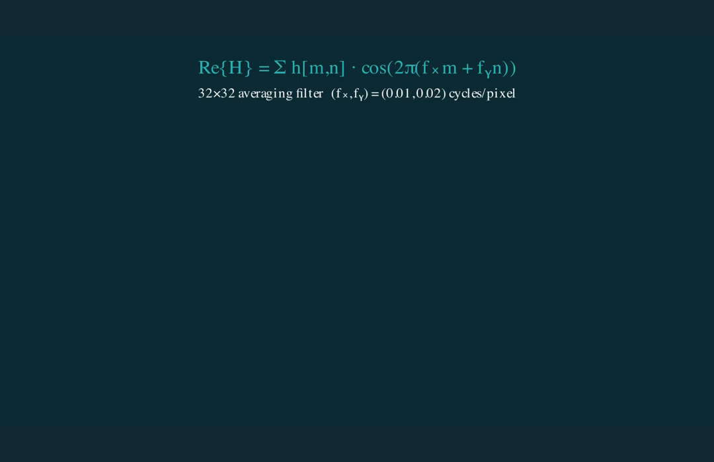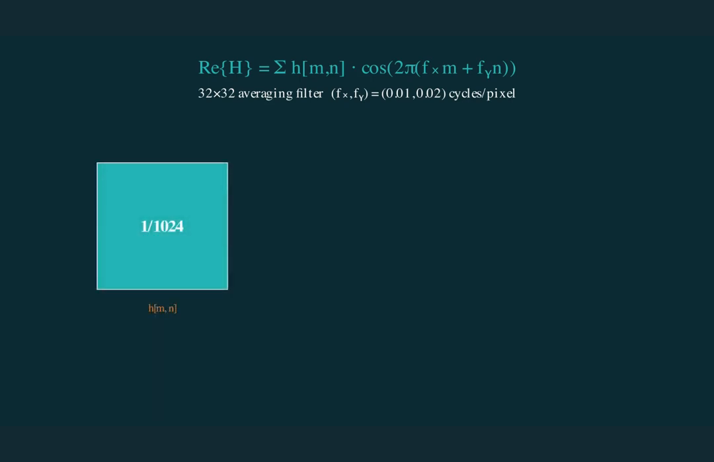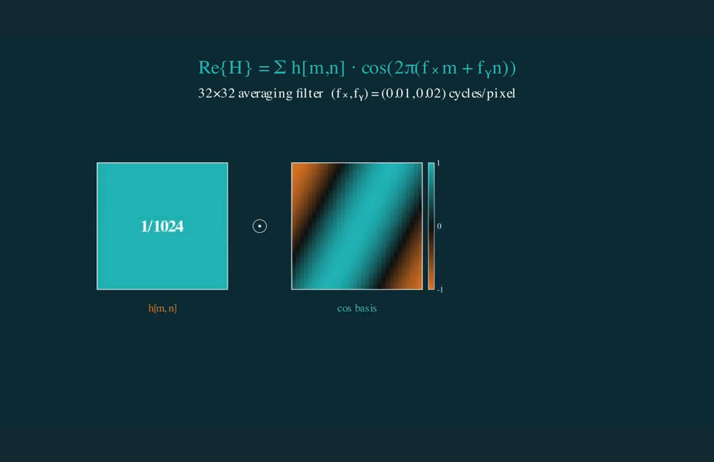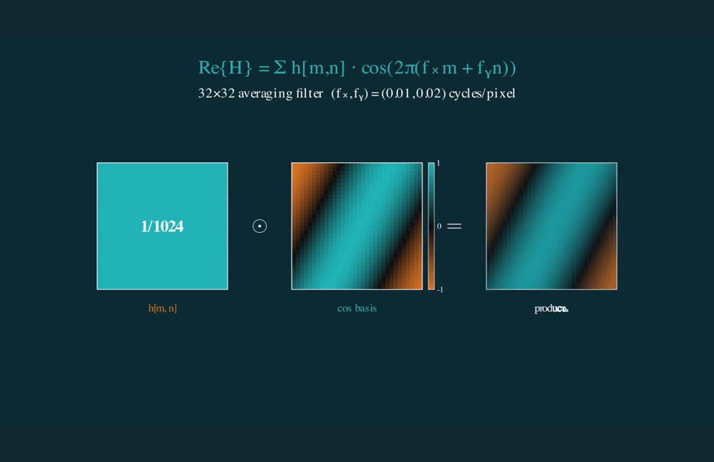In this animation, I'm calculating the frequency response in exactly the same way, but for a larger filter, as I said, a 32x32 averaging filter. So each filter value now has a value of 1 over 1024. And I'm considering the frequency response at x and y relative frequency of 0.01 and 0.02 cycles per pixel, so a slowly varying variation. And now you see what it is we're actually projecting our filter onto.